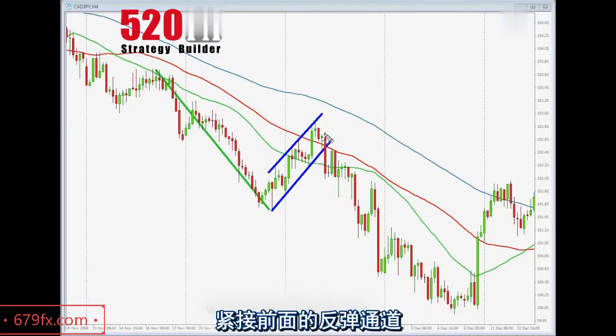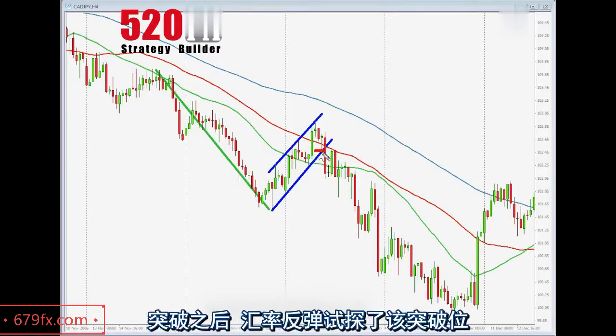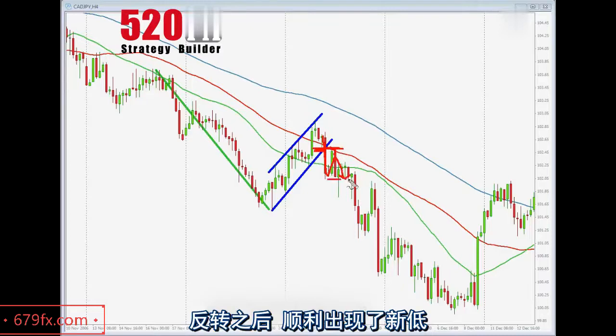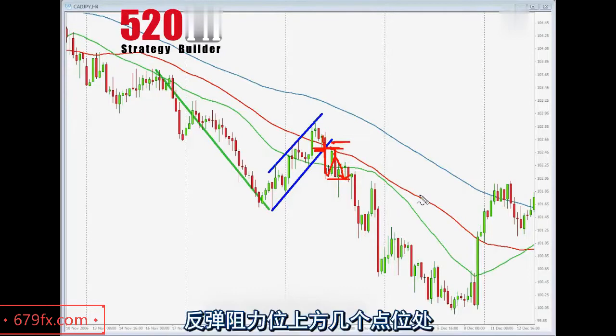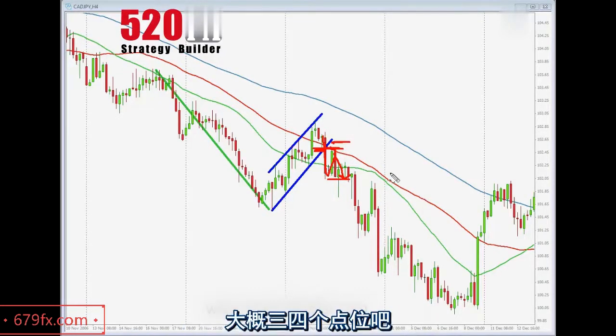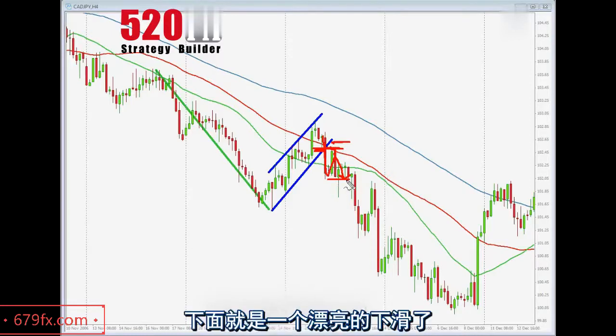breaking below the retracement channel bottom. We have the breakout, then we have a pullback, retesting breakout levels. This is the breakout level. We have a breakout, pullback, retesting breakout levels, and from there we make new lows, triggering our short entry, stop loss as usual right above the pullback aspect, 3-4 pips above, and from there, well, this is our entry, and from there we ride a new swing down.